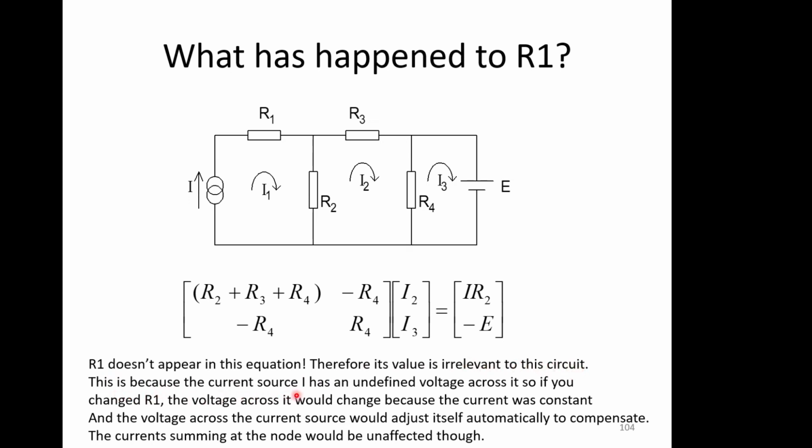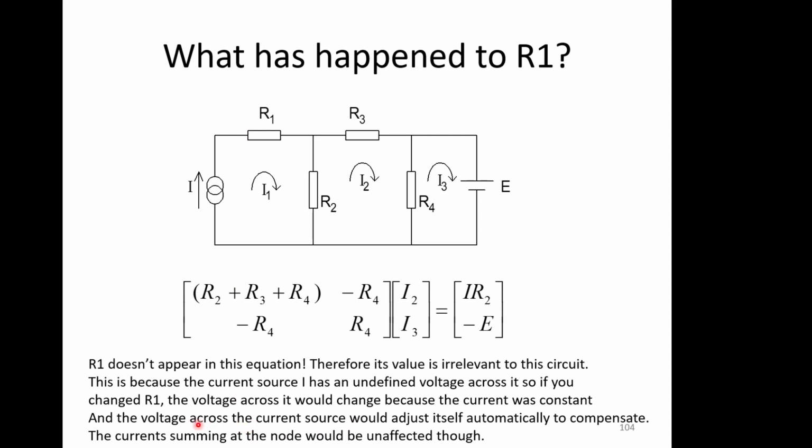This is because the current source I has an undefined voltage across it. So we had that problem with the super mesh with the voltage source. It had an undefined current through it. This one's got an undefined voltage across it. So if you changed R1, the voltage across it would change because the current was constant. This current is constant, so the voltage here is almost irrelevant really, it's not affecting anything else.